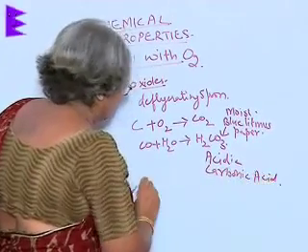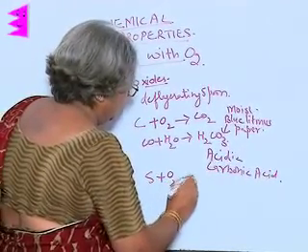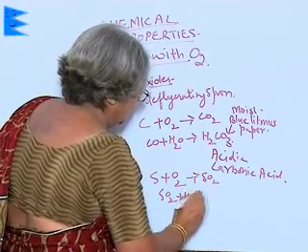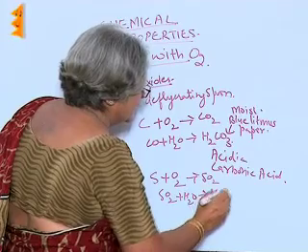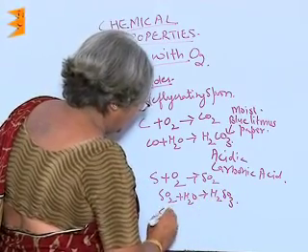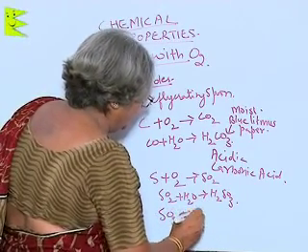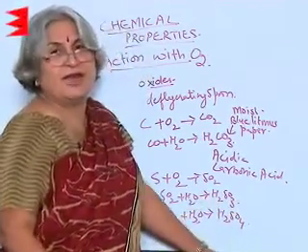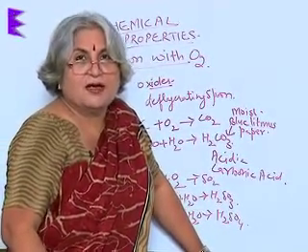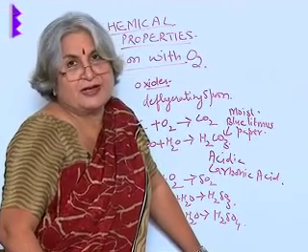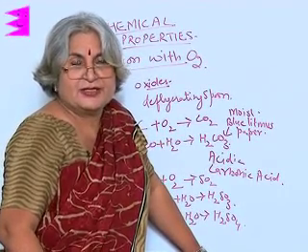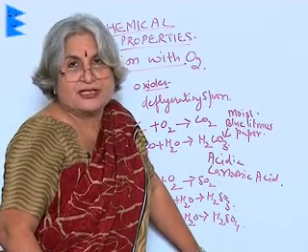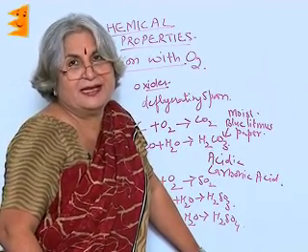Same is true for sulfur. Sulfur dioxide plus water will give sulfurous acid. Sulfur trioxide plus water will give sulfuric acid. So, like this we find that whether it is phosphorus, phosphorus will form phosphorus pentoxide and phosphoric acid. So, like this non-metals combine with oxygen to form their oxides which are acidic in nature.